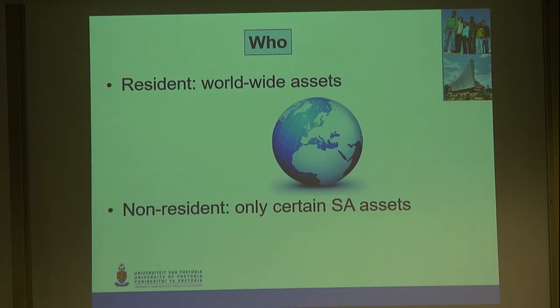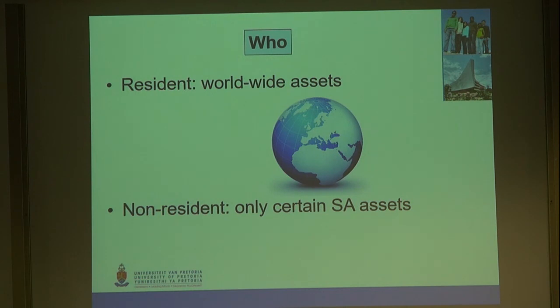So if I'm a resident, if I own a property in Spain and I sell that property, CGT must be paid here in South Africa on that property. If I sell my property in Cape Town, there's CGT on it. Right, so a resident is taxed on their worldwide assets.